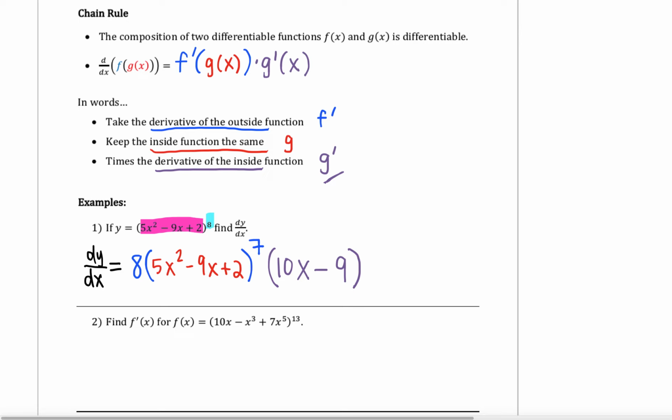Let's look at another example. Here we want to find f prime, where f of x is 10x minus x cubed plus 7x to the 5th, all to the 13th power. What is our outside function?